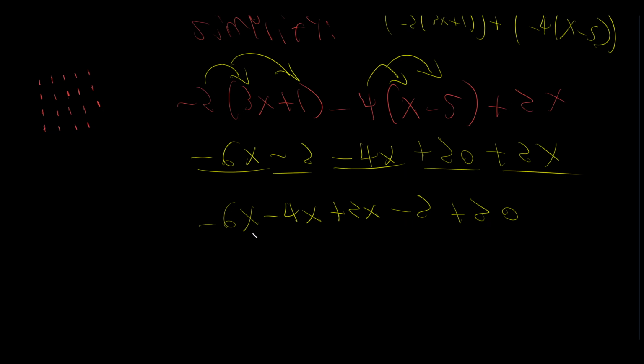Negative 6x, you're taking away 6, then you take away 4, you're taking away 10 in total, so negative 10x. And then you're giving 2, so in total you only take away 8. So that's negative 8x. And negative 2 plus 20 is the same thing as 20 minus 2, so you get plus 18.